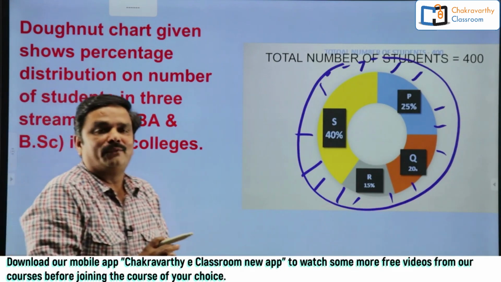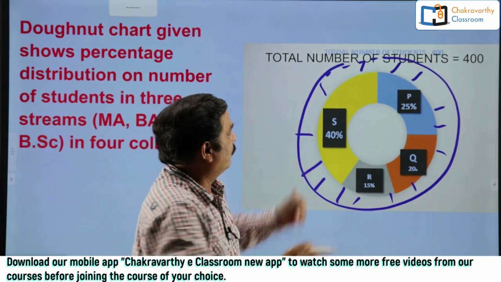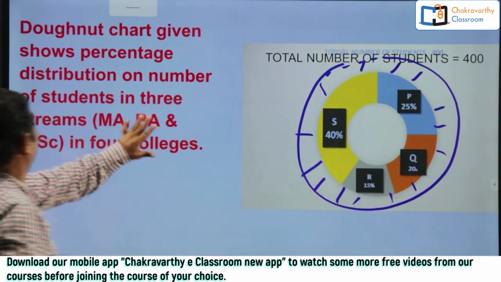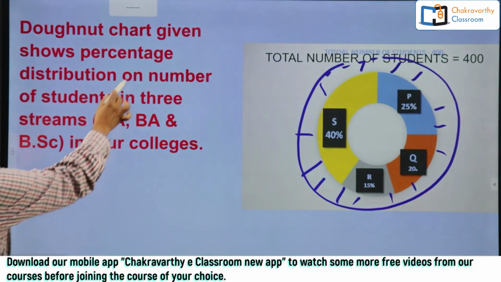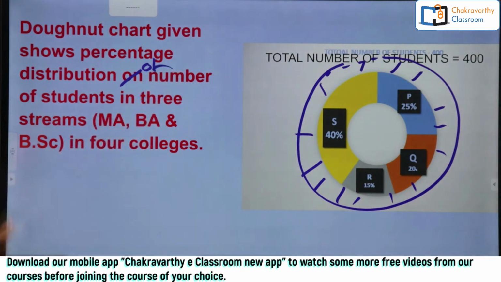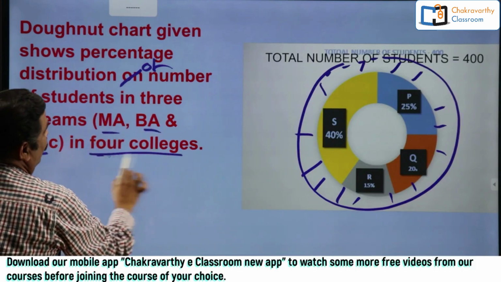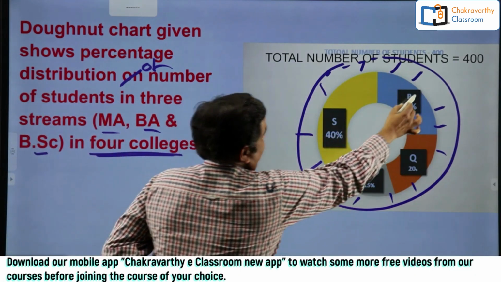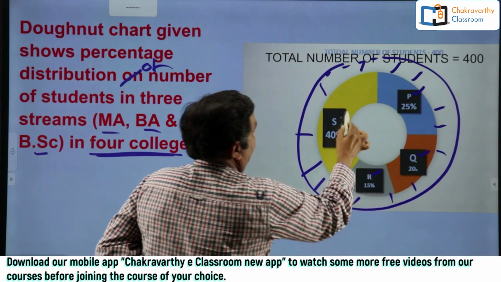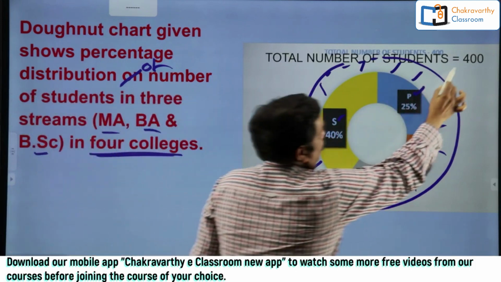Alright, so how to understand the donut chart? This is not different from a pie chart. Understanding should be on similar grounds. So here this is the distribution. The donut chart given shows the percentage distribution of number of students in 3 streams, MA, BA and BSc in 4 colleges. So what are the 4 colleges here? P, Q, R and S. These are the 4 colleges. And the total number of students to be distributed, they have given as 400.